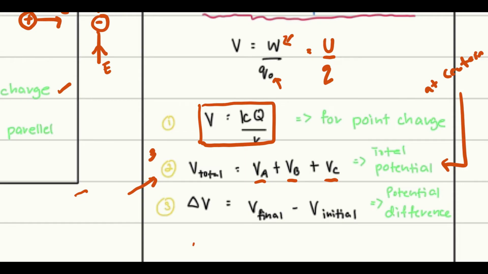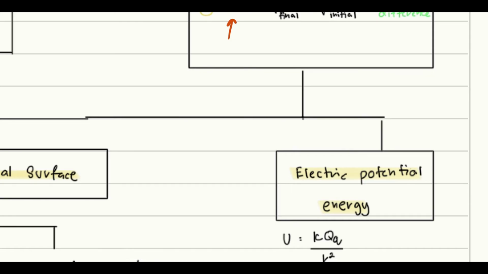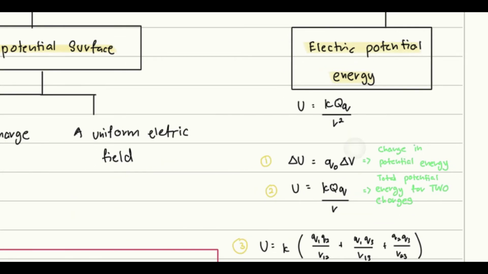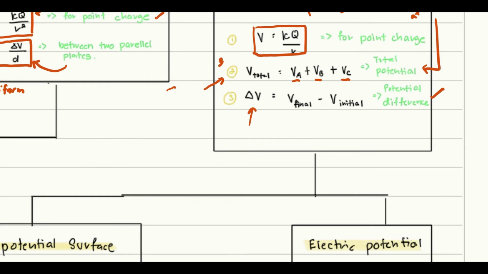Apart from that, you also have delta V. Delta V is the potential difference, so it's V final minus V initial. Then you have electric potential energy. Again, it is equal to the work done. So it's kq1q2 over r, and electric potential energy can also be expressed as q delta V. If you have the change in electric potential, it's q delta V, and delta V is the potential difference that we've got earlier.